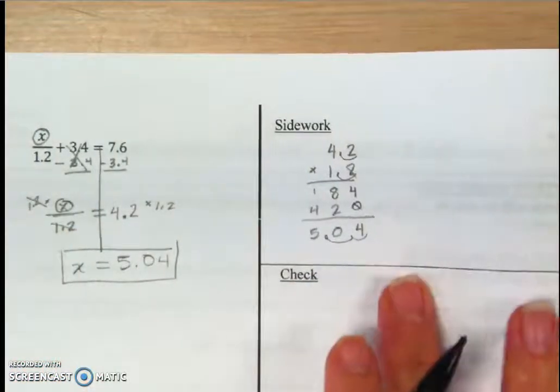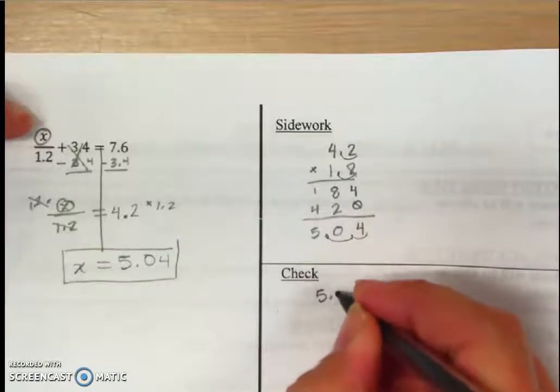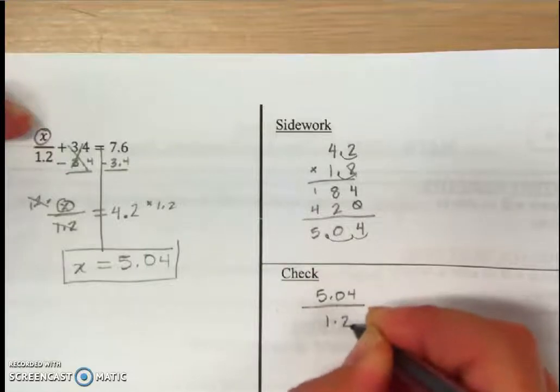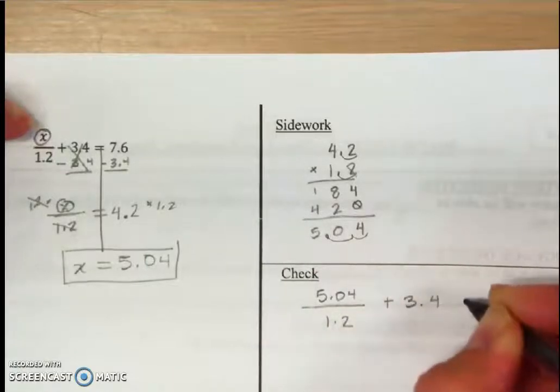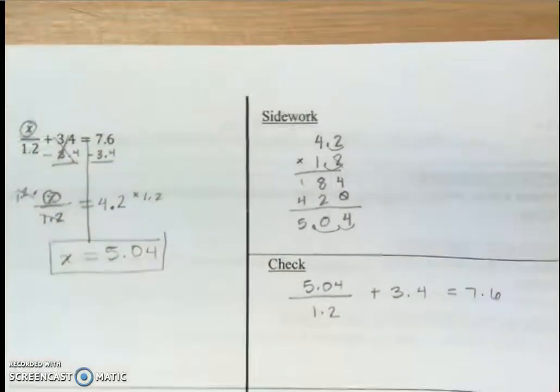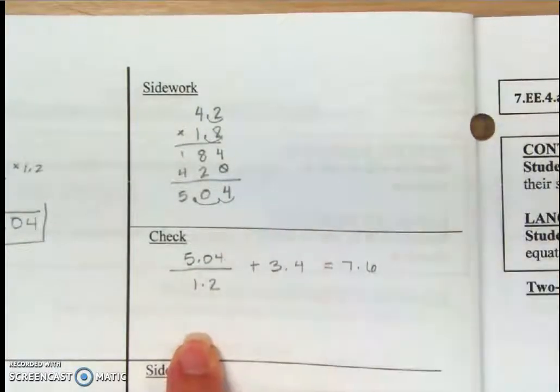Now we have to check. I'm going to replace the X with 5.04. We'll divide it by 1.2, then add 3.4, and hope our answer comes out to 7.6. All right, over here now. This is the first step. I need to get this divided.